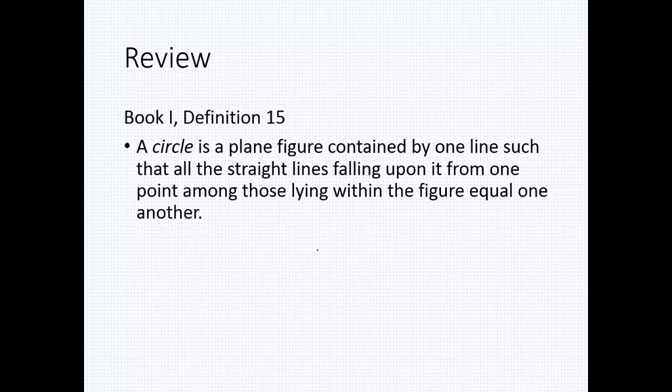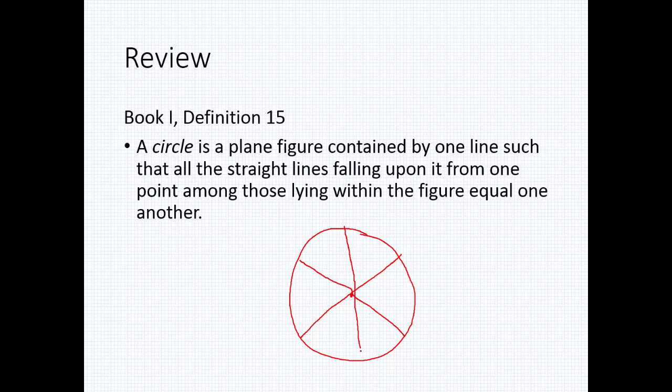Recall that a circle was defined in Book 1, Definition 15, and it said that a circle is a plane figure contained by one line such that all the straight lines falling upon it from one point among those lying within the figure, all the straight lines going through that one special point, equal one another. And that's what defines a circle.